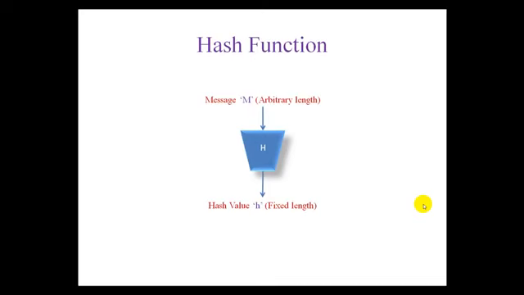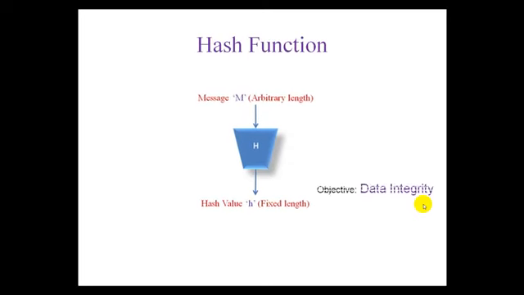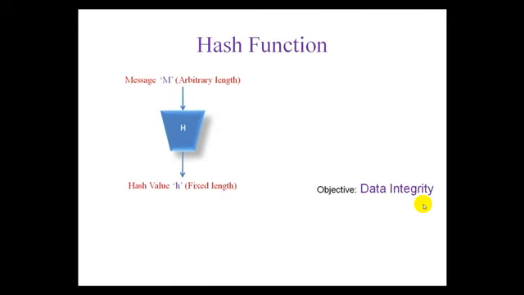In general, the hash function takes an arbitrary length input message m and produces a fixed length output h. But the input will be padded to a fixed length, for example 1024 bits, and this padding includes the length of the message and the remaining will be padded with zeros. As I said already, the objective of the hash function is data integrity.